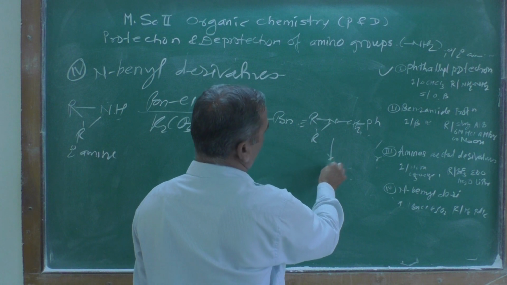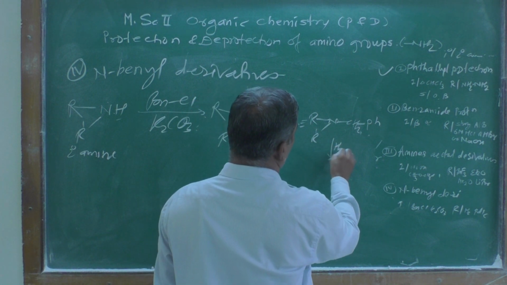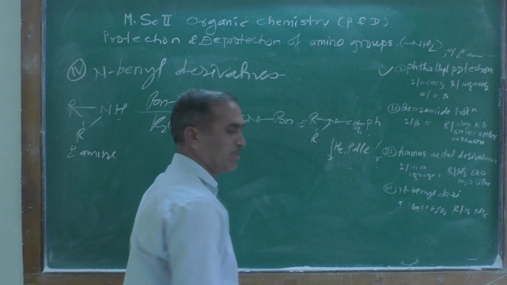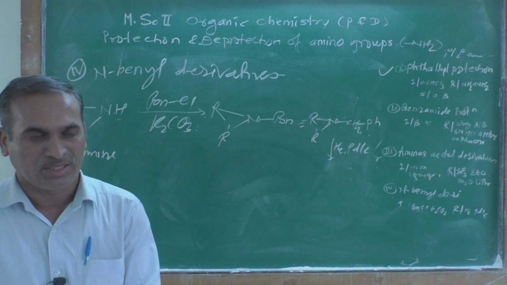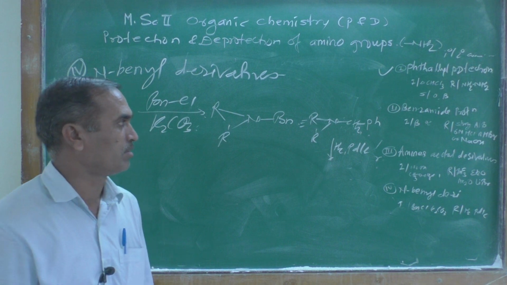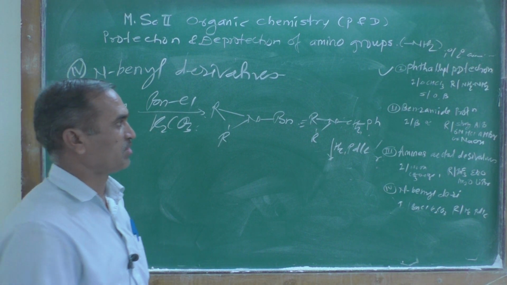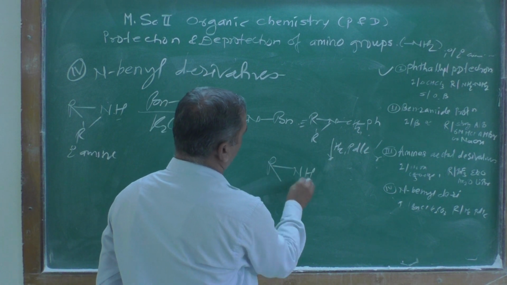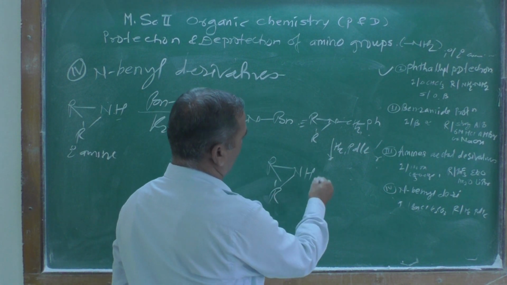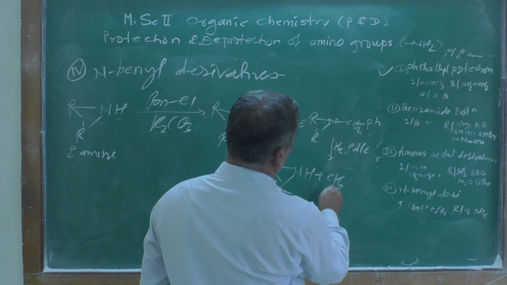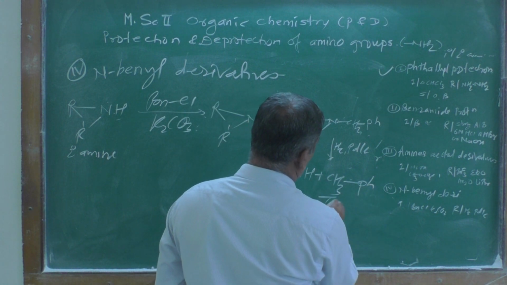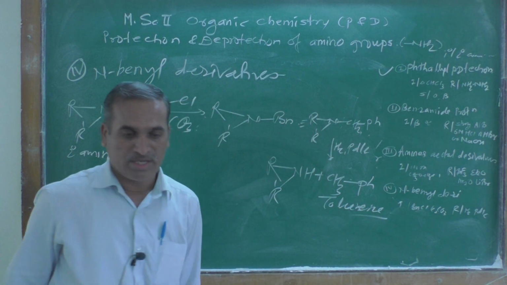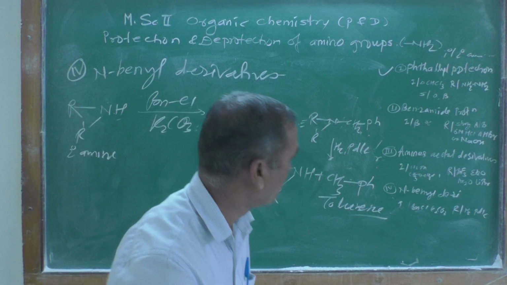And on this group, after you use hydrogenation, H2 with palladium on charcoal, what is going to happen? This bond gets easily cleaved, and we will get R-NH-R' plus toluene, CH3-Ph. Toluene is generated as a side product in this case.